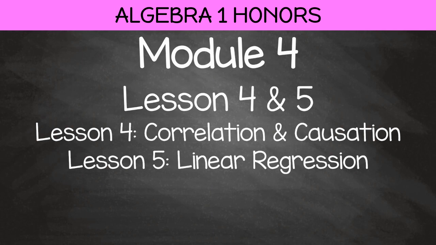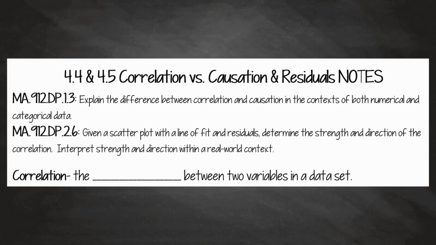All right, in this video, we're going to learn about Module 4, Lesson 4 and 5. Lesson 4 is about correlation and causation, and Lesson 5 is about linear regression. These cover our benchmarks DP.1.3, which is explain the difference between correlation and causation in the context of both numerical and categorical data. And also DP.2.6, which is given a scatter plot with a line of fit and residuals, determine the strength and direction of the correlation. We're going to interpret strength and direction within a real-world context.